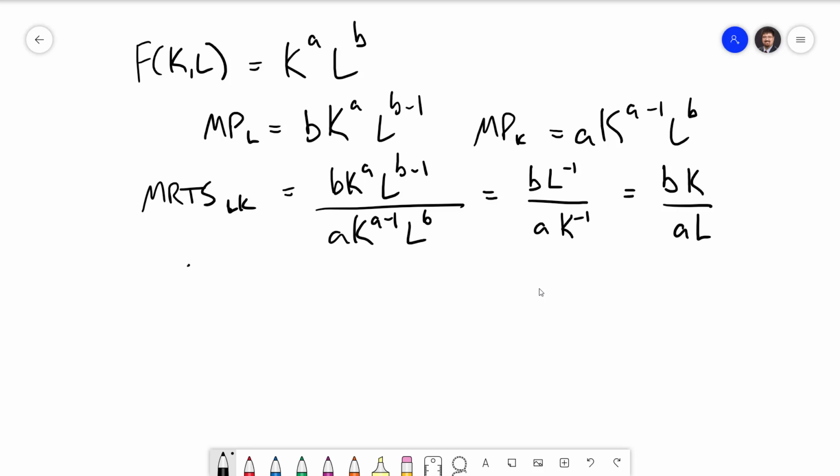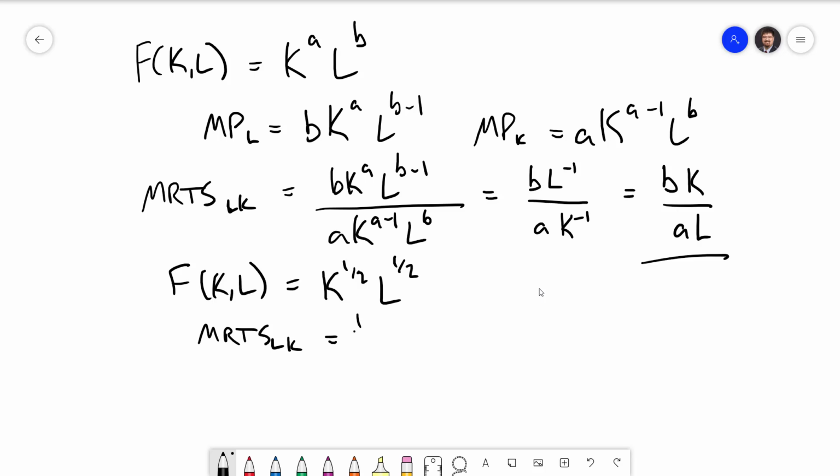Let's take a look at our example, which was f of k and L equals k to the 1/2 L to the 1/2. To calculate the MRTS, we could go ahead and plug the 1/2s into this right here, and we'd get 1/2 k over 1/2 L. The 1/2s cancel, and we just get k over L. In this case, it comes out very cleanly because a and b are equal. Of course, if a and b are not equal, it won't look quite this nice.